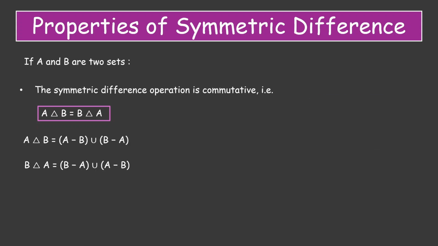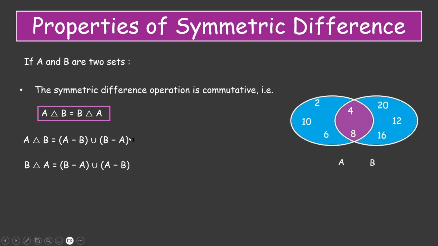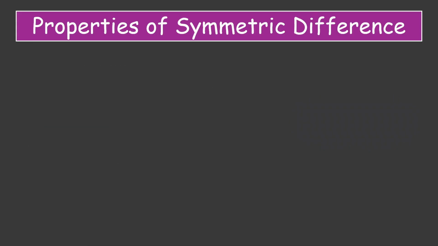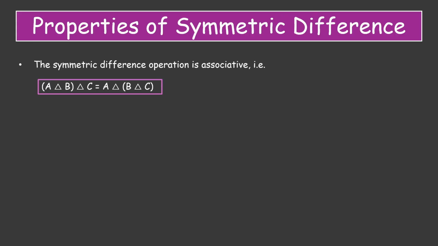And if you look at using this example that we took, the first one says this blue part and this blue part. The second one also says the same thing. We are taking union of this blue part and this blue part. So yes, the symmetric difference operation is commutative. The second property is that the symmetric difference operation is associative. That is, the symmetric difference of sets A delta B and C is equal to symmetric difference of sets A and B delta C.